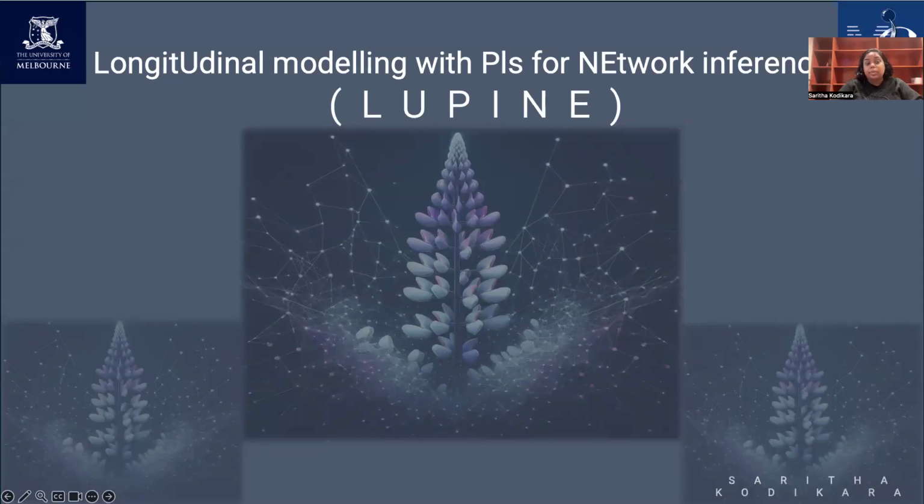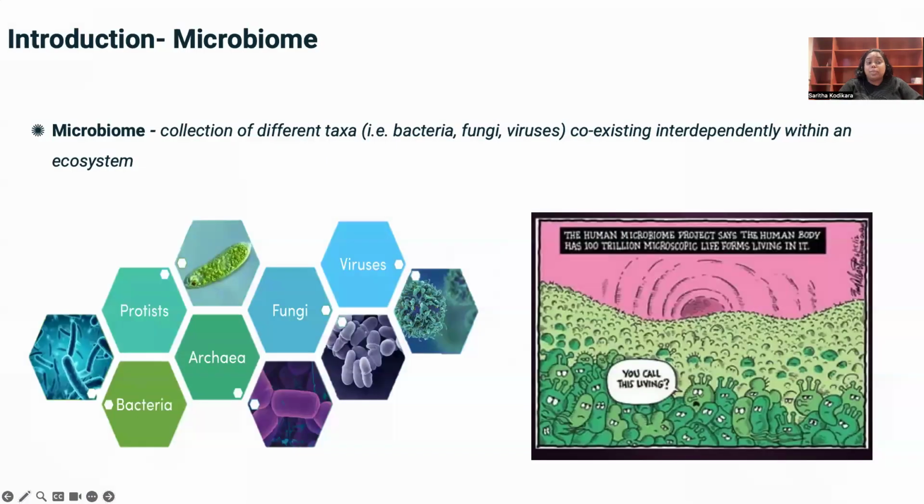Hi, today I'm going to introduce you to Lupine, which is a longitudinal approach to model networks for microbiome data using partial least squares regression. So before we move on to anything else, let me introduce you to what microbiome is.